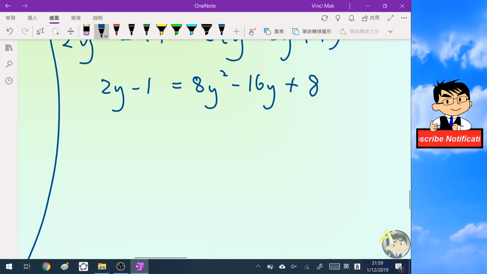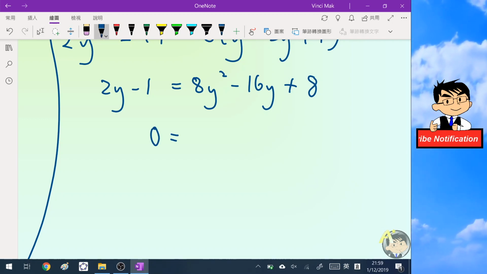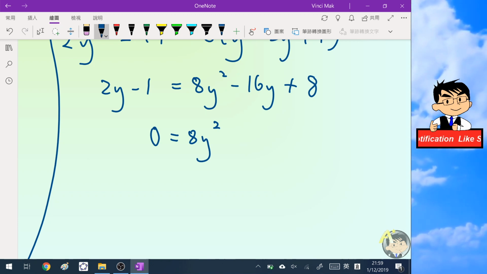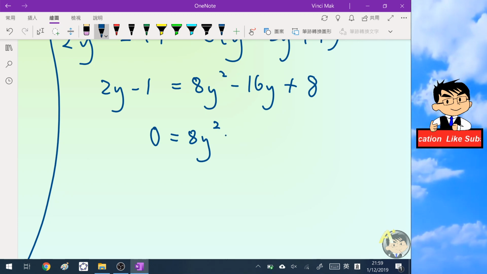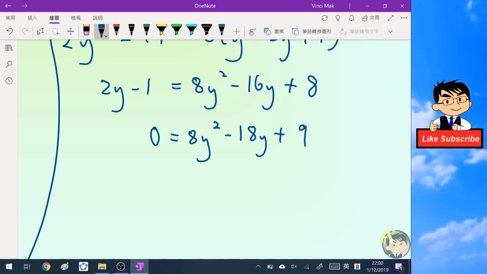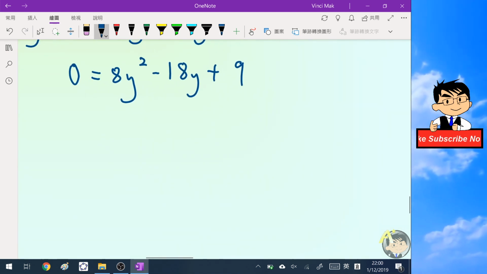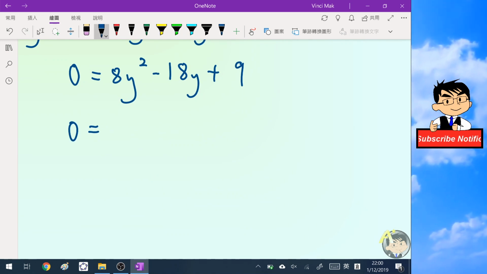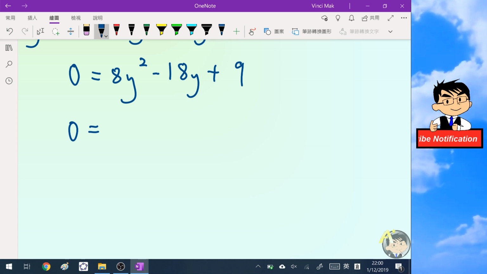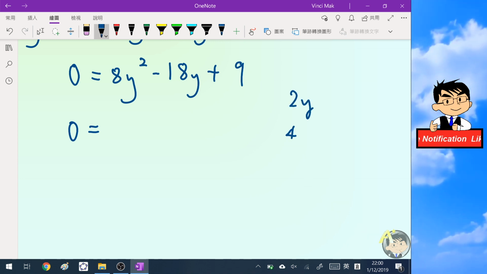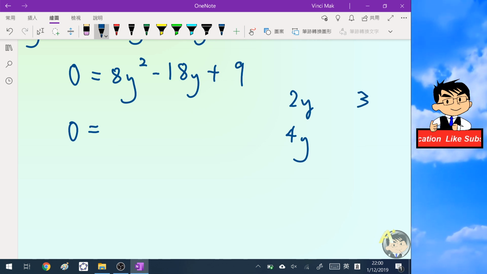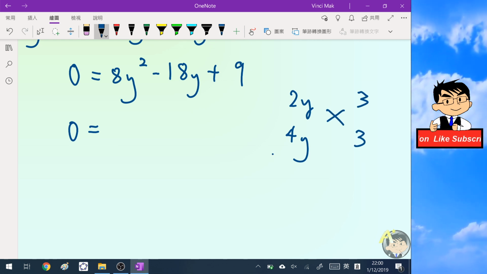We put all the terms on the right hand side, so the left hand side becomes 0. The right hand side has xy squared minus 18y plus 9. So we can do some cross method factorization on this. So how about we split the term like 2y and 4y, and then for the 9 we do 3 and 3, then we cross multiply them.